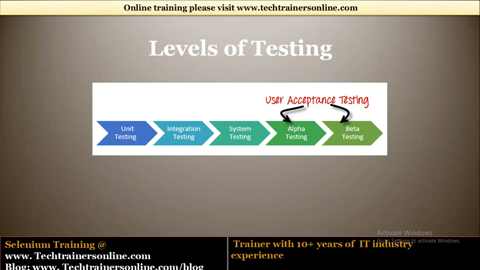If we release that directly to the market, first we do unit testing, then integration testing, system testing, then user acceptance testing. Alpha testing is what we are talking about now in this example. Whatever we give to the client, whatever the client is going to do as part of testing, is called alpha testing.